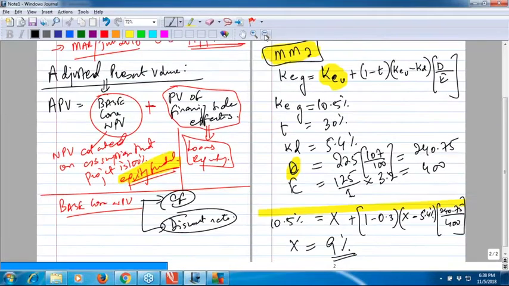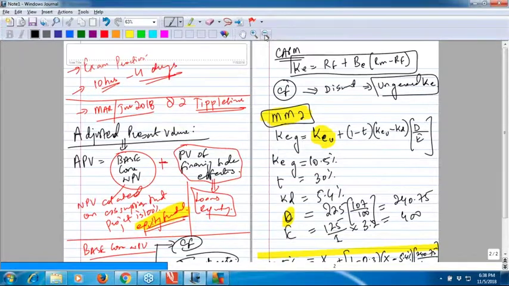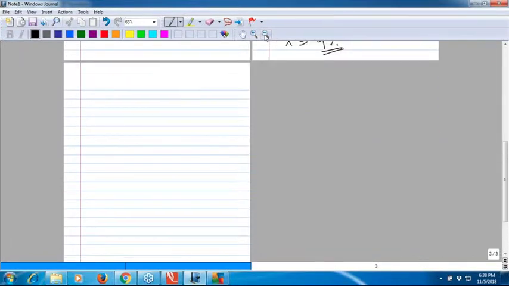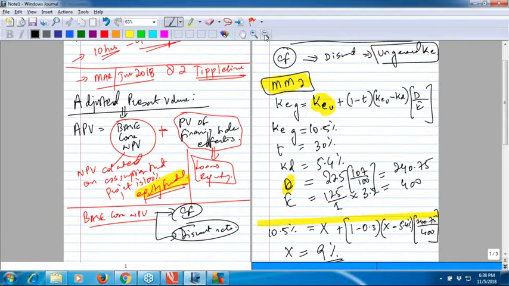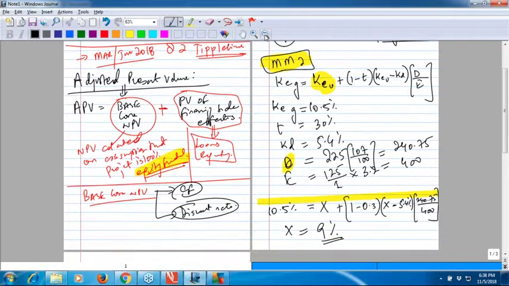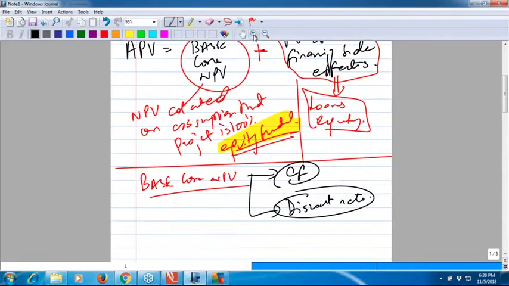a question. As we started off with this question, the first thing that we were required to do is to calculate the base case NPV. In order to calculate the base case NPV, the appropriate information available to us was the use of this MM2. So we calculated the discount rate. Now we are going to calculate the base case NPV. How exactly are you going to calculate it?